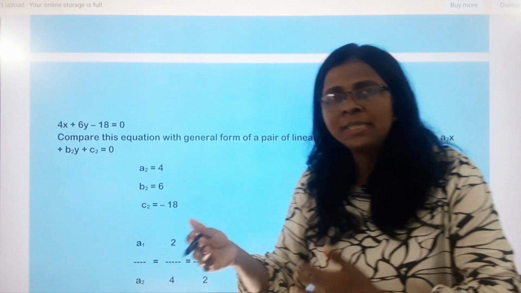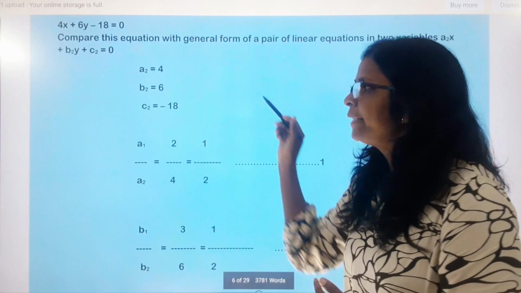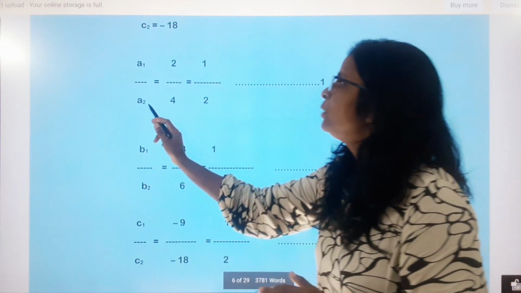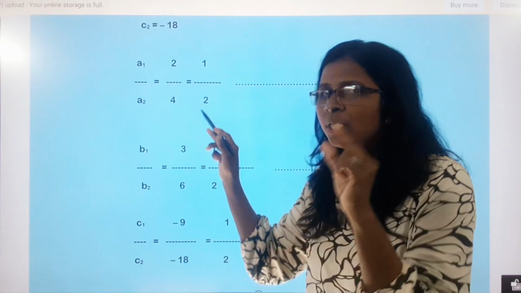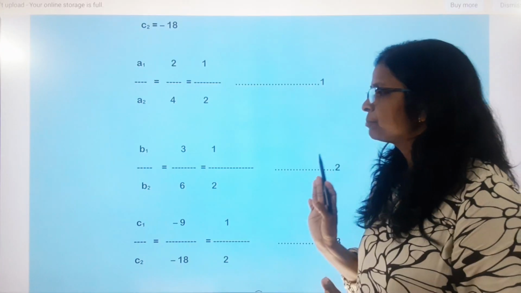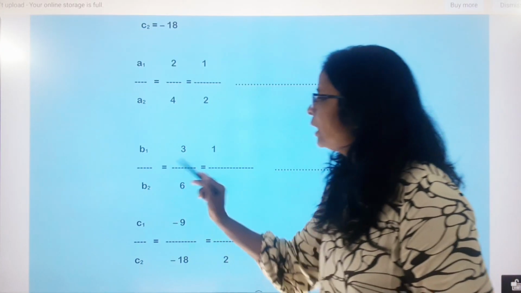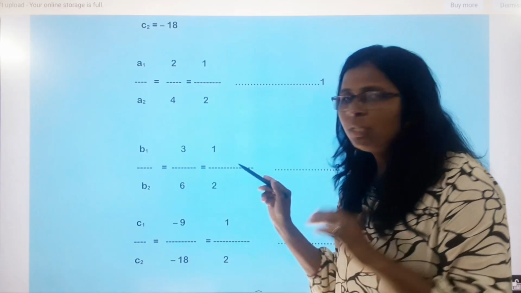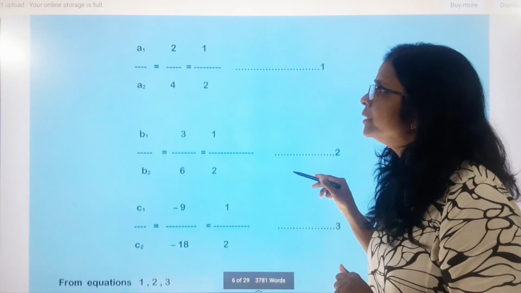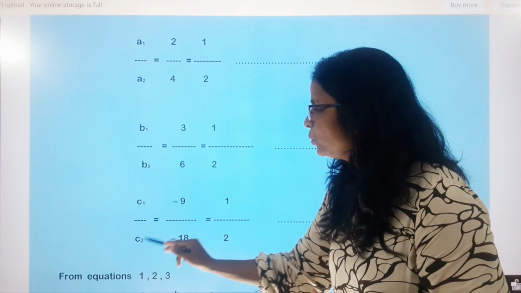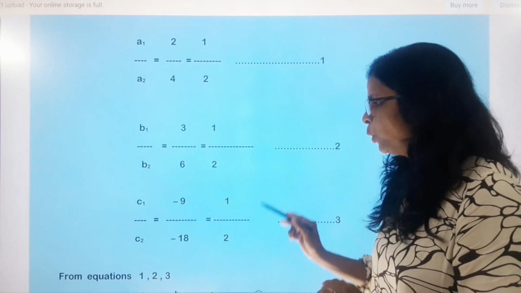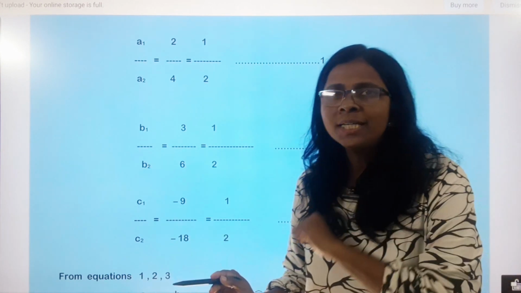Now our second job, that is to find out the ratios. So a1 upon a2 is equal to 2 upon 4. In the simplest form, we get 1 upon 2. Call it the first equation. b1 upon b2 is equal to 3 upon 6, which is equal to 1 upon 2. Call it the second equation. And the third one, c1 upon c2, is equal to minus 9 upon minus 18, which is equal to 1 upon 2 in the simplest form. Call it the third equation.